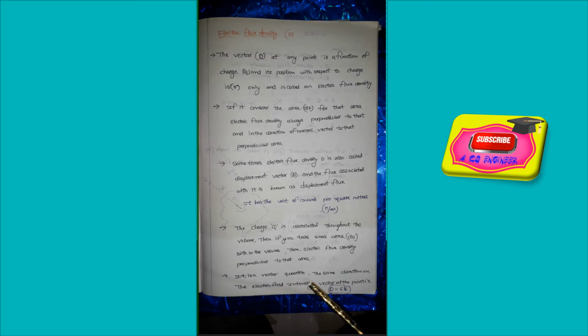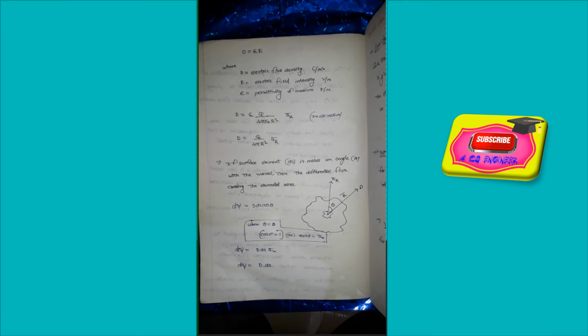It is a vector quantity, in the same direction as the electric field intensity vector at the point: D is equal to epsilon E. Here D is the electric flux density in coulombs per meter square, E is the electric field intensity in volts per meter, and epsilon is the permittivity of the medium in farads per meter.